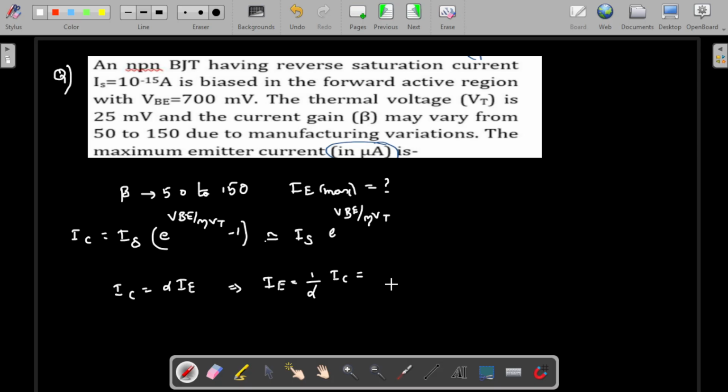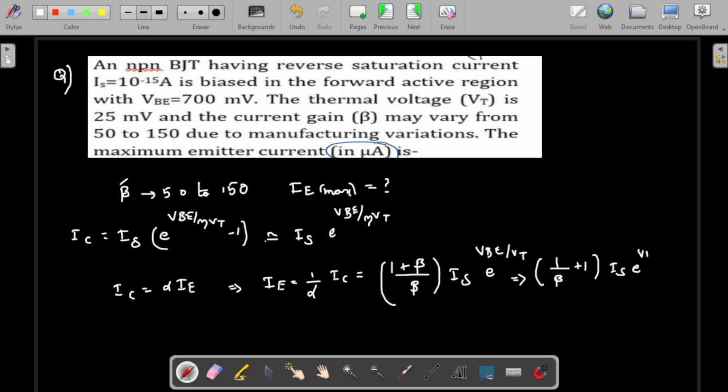So we know IC and we know alpha. So let me use the formula of beta here. So 1 divided by beta divided by beta. Why am I using beta here? Because we have the detail for only beta. So IC can now be written as IS e power VBE divided by VT. Okay, so this is the formula that we are going to use. So let me even simplify this one. So this can even be written as 1 divided by beta plus 1 times IS e power VBE divided by VT.